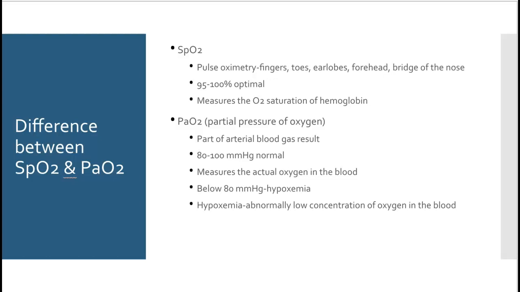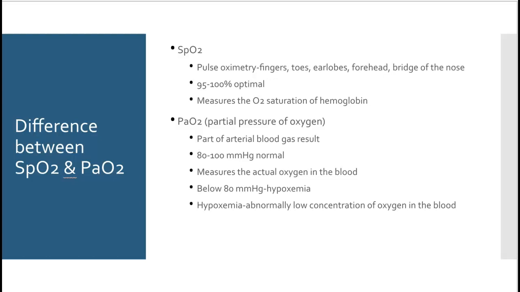So we covered this a little bit last week, but let's talk about the difference between SpO2 and PaO2. SpO2 is when we put a pulse ox on our fingers, toes, earlobes, forehead, even the bridge of the nose, and it's going to measure the amount of oxygen saturation of hemoglobin. And of course, 95 to 100 is normal.